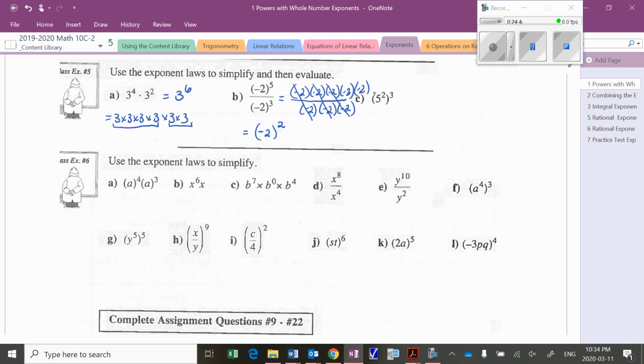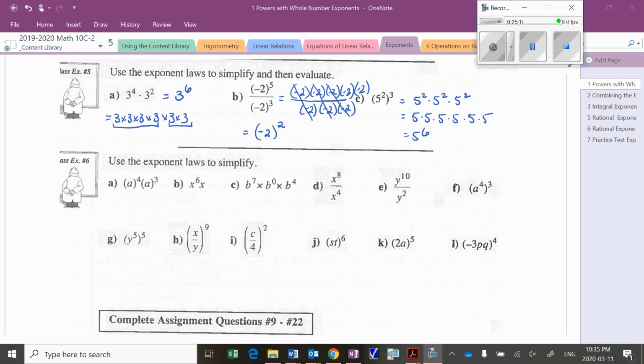And then 5 squared all cubed is the same as 5 squared times 5 squared times 5 squared, because that cubed, the exponent 3 is our exponent, and the base being 5 squared is what's being repeated. So then if we expand it further, just to be sure, we've got 5 times 5 times 5 times 5 times 5 times 5, or 5 to the 6.